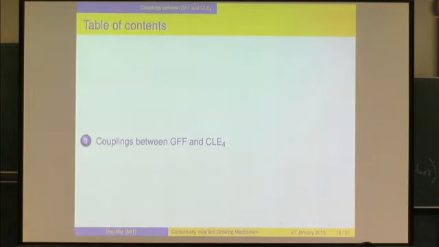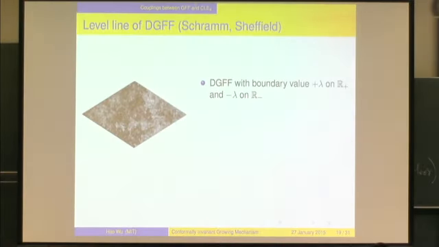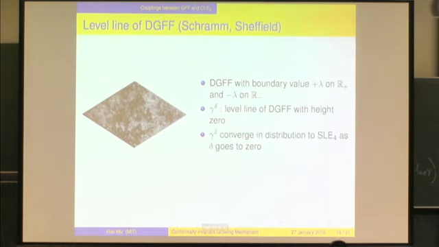So now we can turn to the third part. The third part is couplings between the Gaussian free field and the CLE4. I start from the level line of the discrete Gaussian free field. As I said before, a discrete Gaussian free field can just be viewed as a smooth random function defined on the region. Now we require this discrete Gaussian free field to have boundary value +1 on R plus and -1 on R minus. Since it is a smooth random function, we can define gamma delta as the level line of this smooth function.